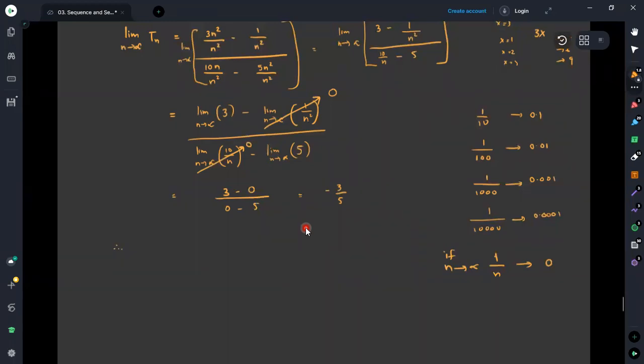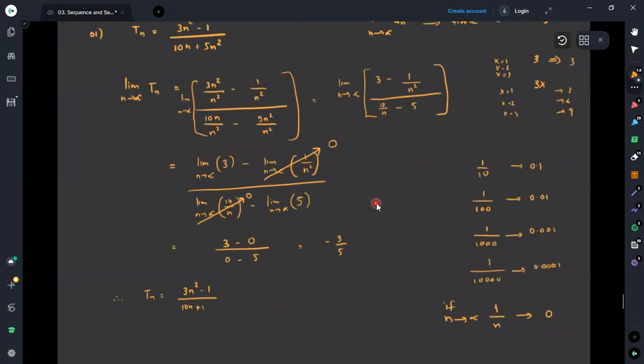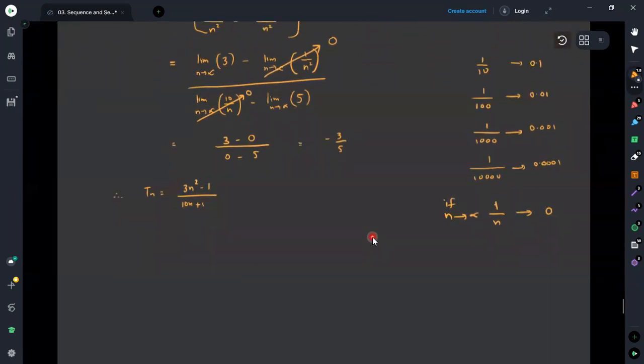Therefore, we can say Tn equals (3n squared minus 1) over (10n minus 5n squared) is a convergent sequence. I'll consider this as minus because the entire calculation was done taking it as minus. Now we can see that it is a convergent sequence.